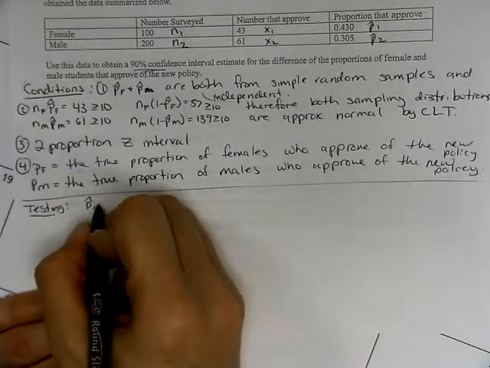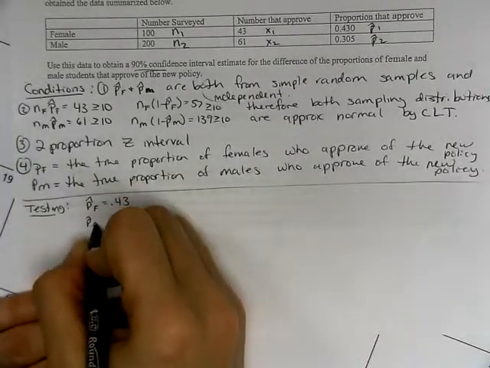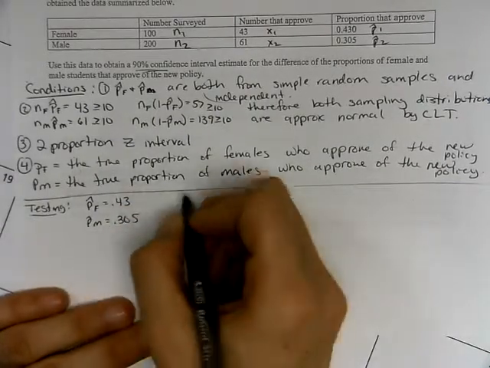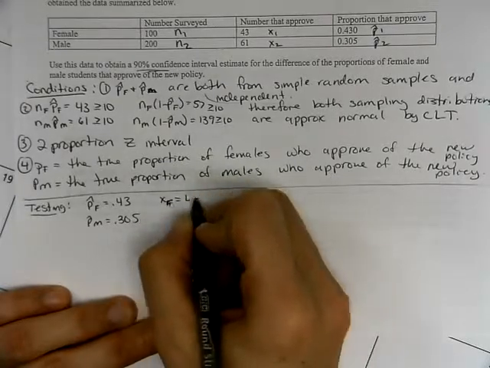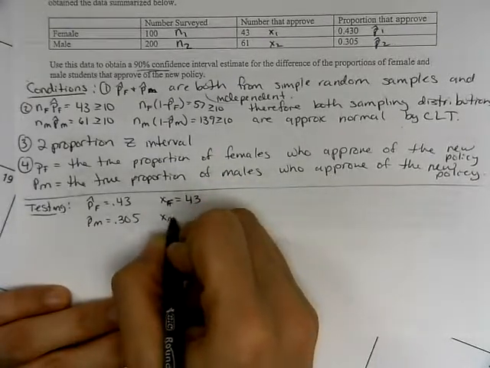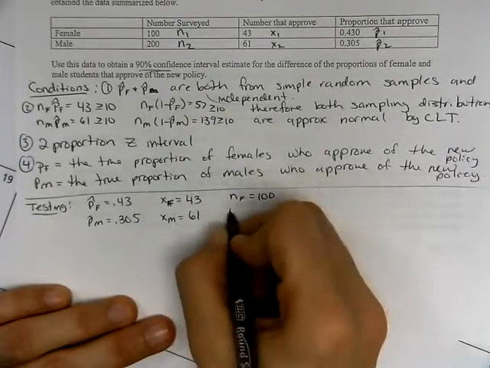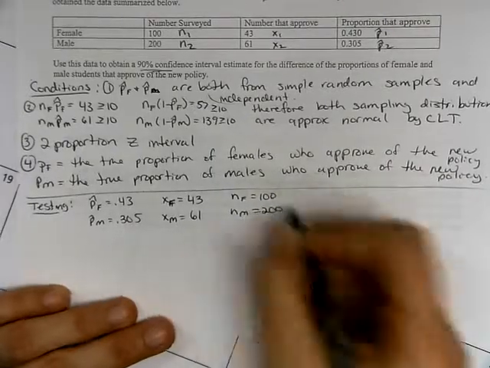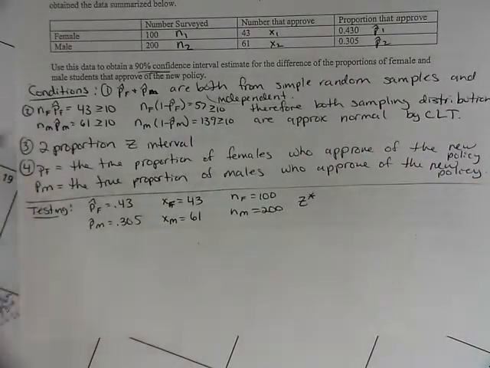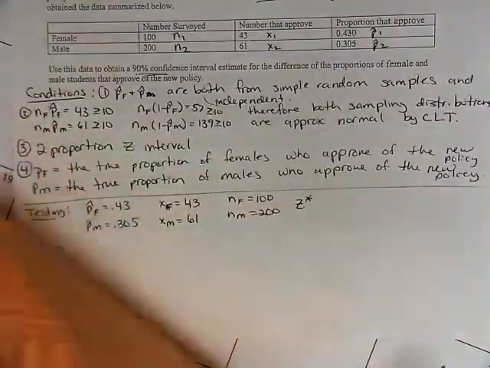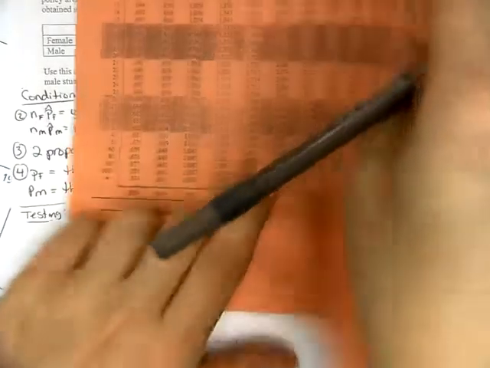So p hat for the females was 0.43. P hat for the males was 0.305. All you're doing is rewriting what's in the table. X of f, x of m, n of f is 100, n of m is 200. And then we had to find our z critical value, which from the formula sheet, we're doing a 90% confidence interval, should be 1.645.